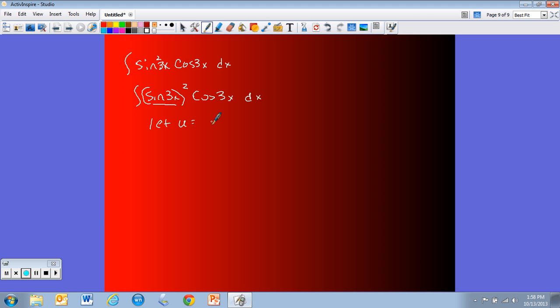Let's hope it works. If I let u equal the sine of 3x, okay, then my du would equal, well, the derivative of sine is cosine of 3x, but not quite. There's a chain rule in here, so times 3. I'll put that to the front, and then dx, okay? So if we look here, this will get replaced. The squared won't, but that's okay. It'll just be a u squared.